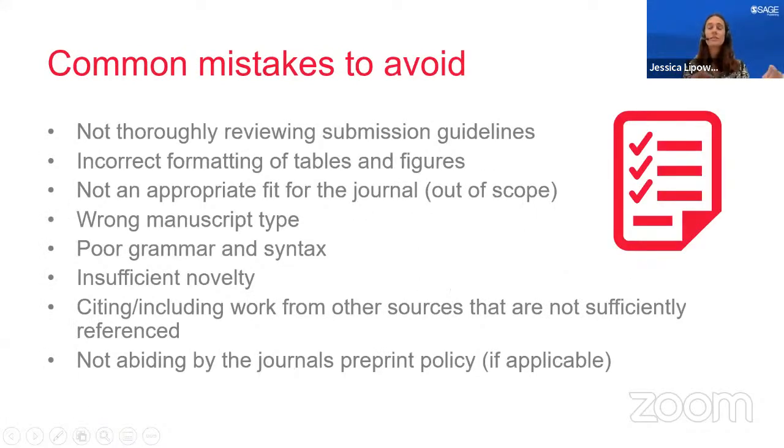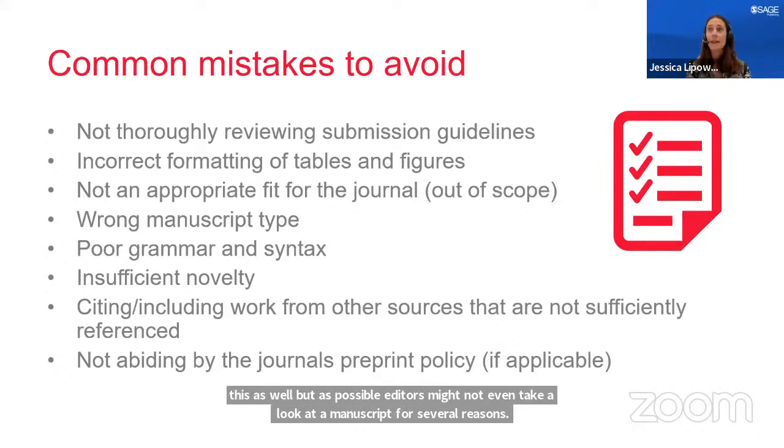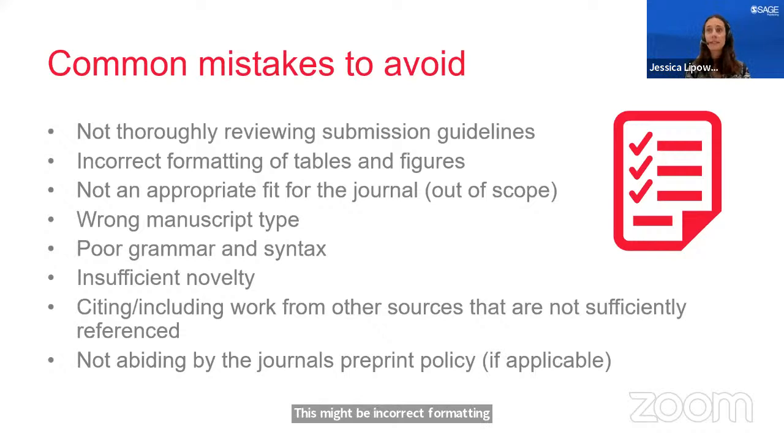And just some common mistakes to avoid. I know we covered this as well, but it's possible editors might not even take a look at a manuscript for several reasons. This might be incorrect formatting of tables and figures. Maybe they don't accept a particular manuscript type. Maybe it's out of scope of the journal, so make sure to read the aims and scope so that it falls within the relevant research or study. And then if it's not able to be read, look at the grammar and the syntax. You'll want to make sure that you have done your due diligence in editing before submitting to the appropriate journal.